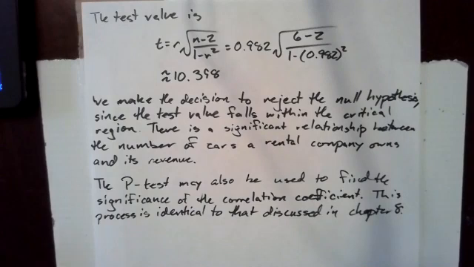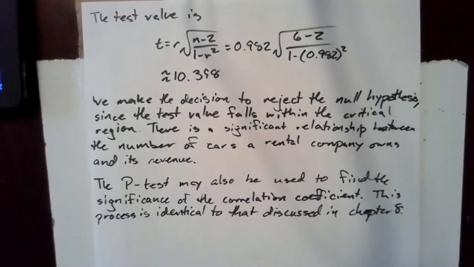The test value is t equals r times the square root of n minus 2 over 1 minus r squared, which is 0.982 times the square root of 6 minus 2 over 1 minus 0.982 quantity squared.